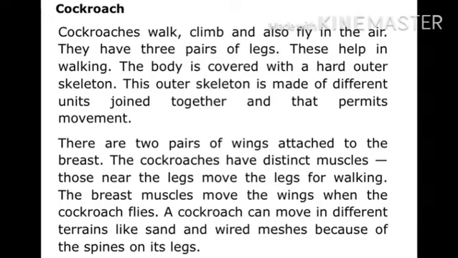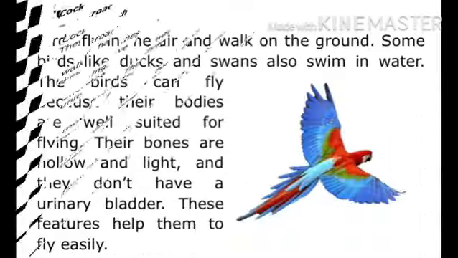In other words, the three pairs of joined legs attached to the breast region help the cockroach to walk. The exoskeleton is also jointed and permits movement. The two pairs of wings are attached to the breast. In the breast region there are strong and large muscles. These muscles move the legs for walking. Another set of breast muscles moves the wings during flying.